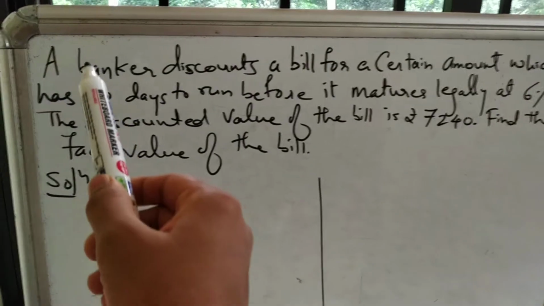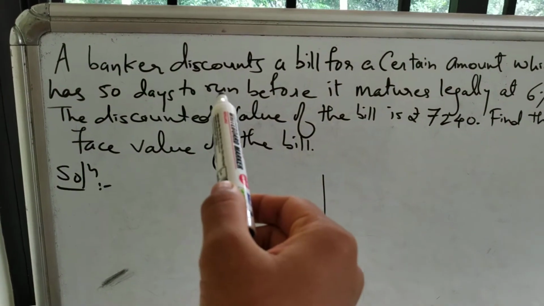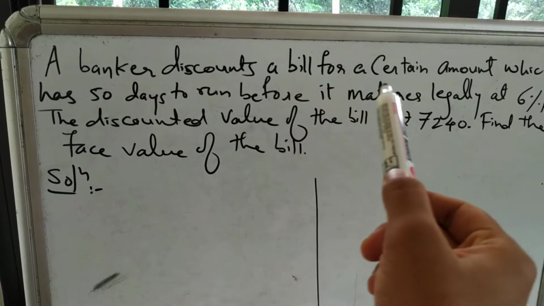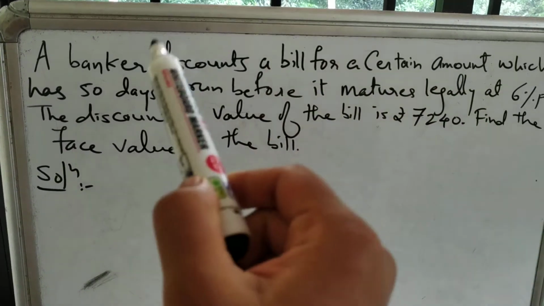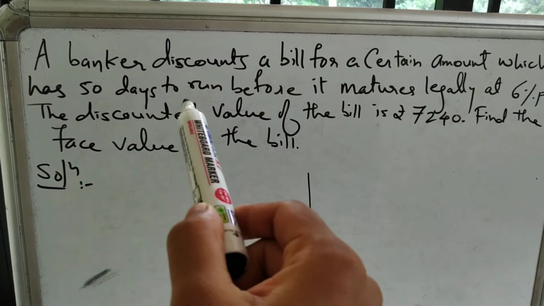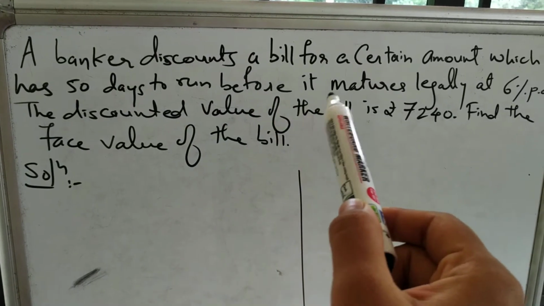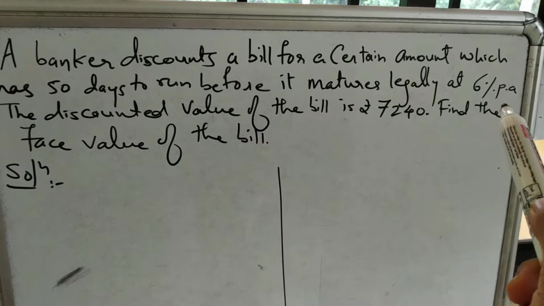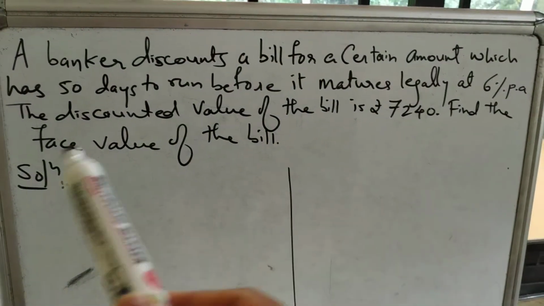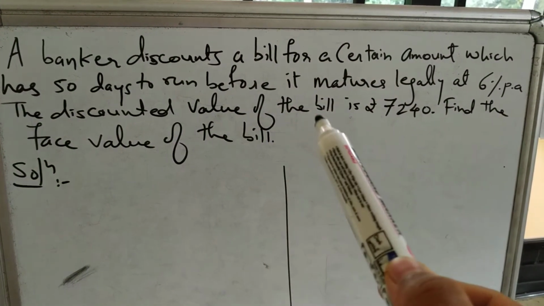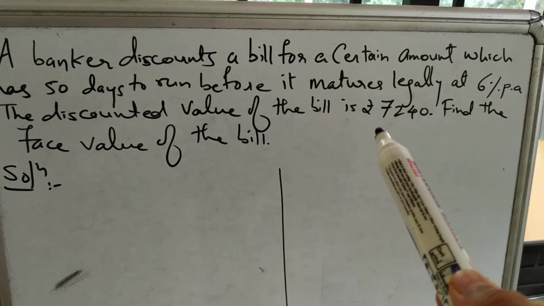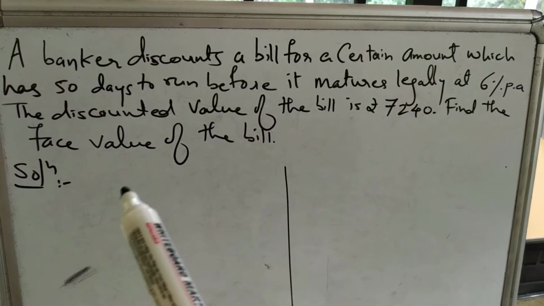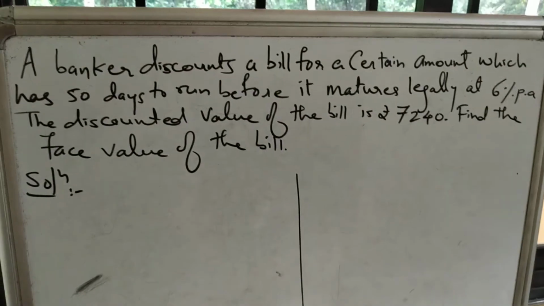I'll read the problem. A banker discounts a bill for a certain amount which has 50 days to run before it matures legally at 6% per annum. The discounted value of the bill is rupees 7,240. Find the face value of the bill.